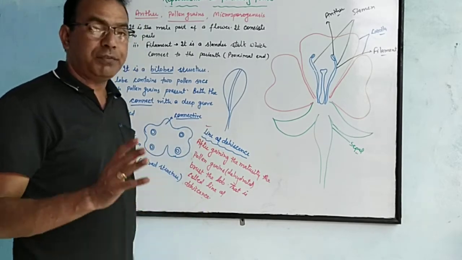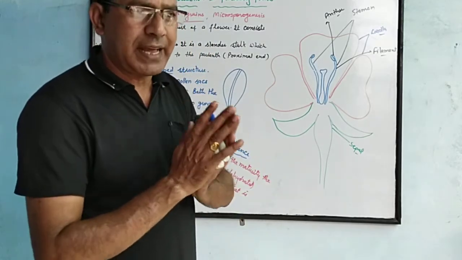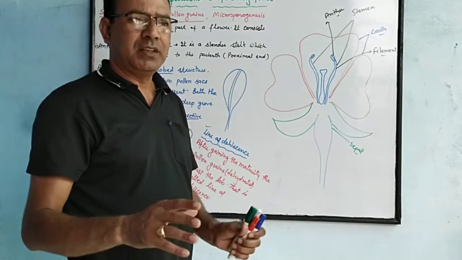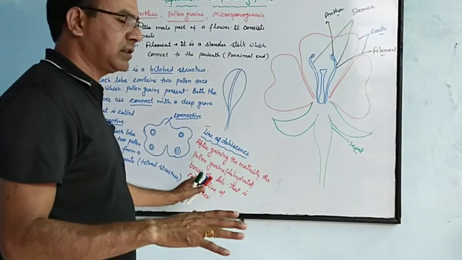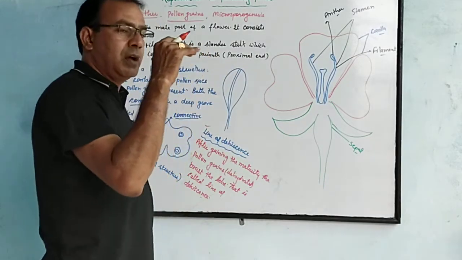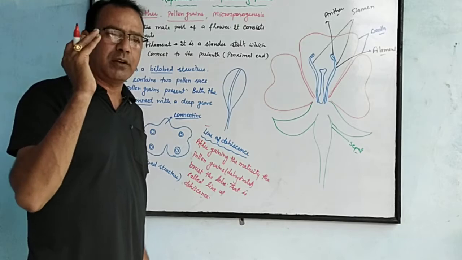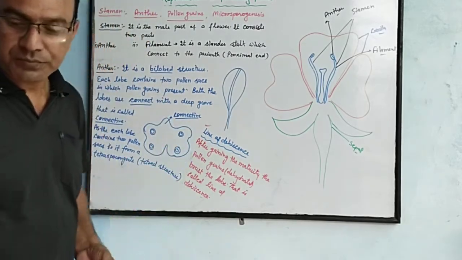Clear? Then line of dehiscence: after gaining maturity, when the pollen sacs are fully dehydrated, then the dehydrated pollen grains burst the lobe, और lobe को जो burst करते हैं, that line from the mature pollen grain is called the line of dehiscence.